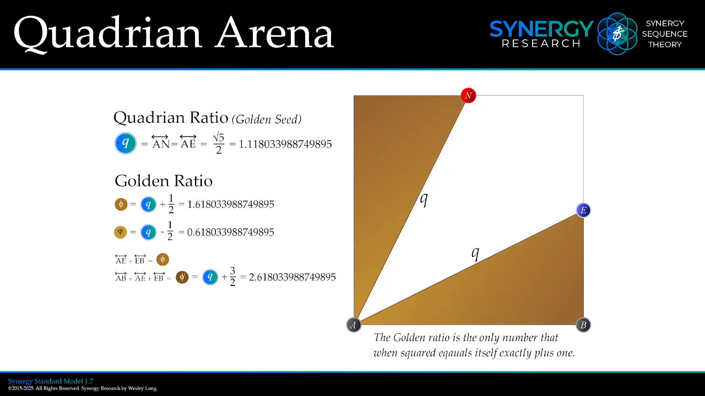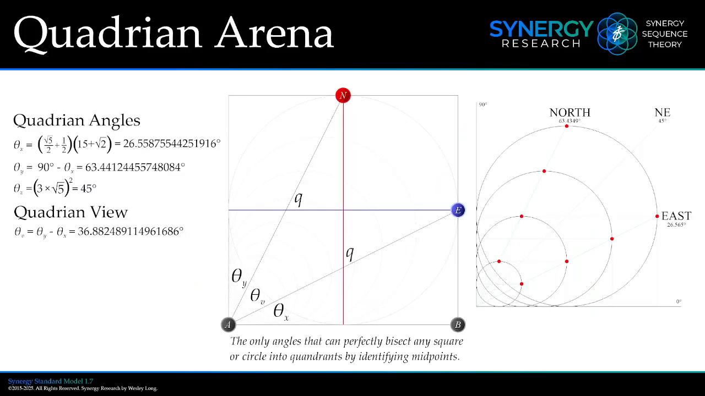Now we move from proportion into direction, from the seed of shape into the geometry of orientation. This slide introduces us to the quadrian angles, and these aren't just any angles. They're derived from precise symbolic relationships using the same root structures we just saw with the quadrian ratio, Q. But now, instead of line lengths, we're seeing angular partitioning of space.